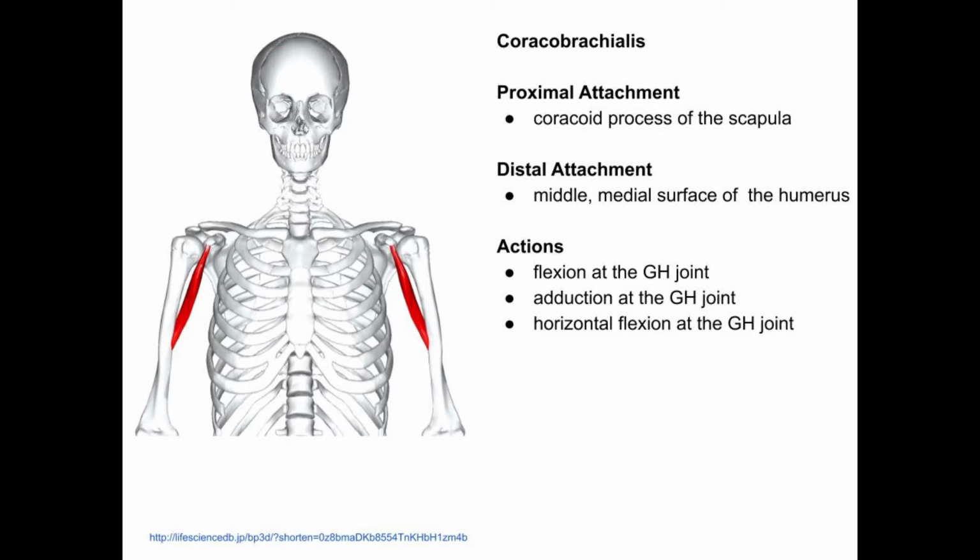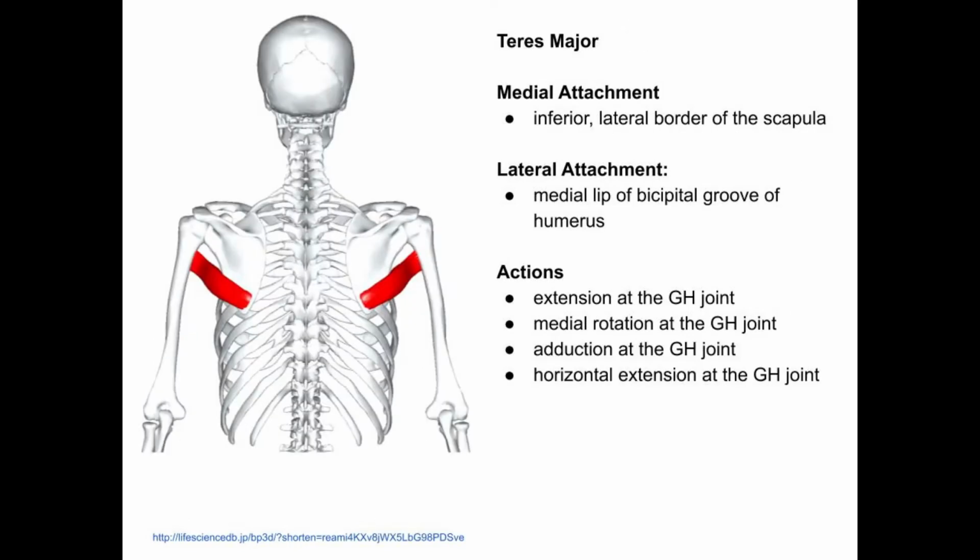And horizontal flexion of the GH. So this is a motion outside of anatomical position. If the arm is flexed at 90 degrees and the muscle contracts, it will pull the humerus towards the midline of the body, which is horizontal flexion or horizontal adduction of the humerus at the GH joint.